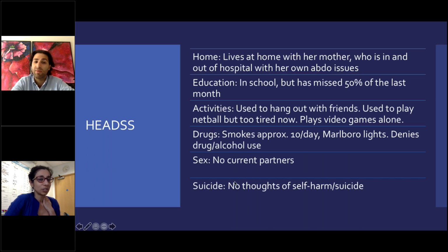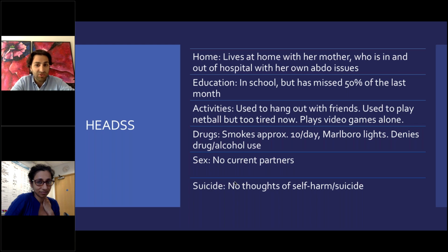Home-wise, she lives at home with her mother, and her mother herself is in and out of hospital with her own abdominal issues, but she doesn't go into much more detail than that. Education-wise, she's in school, but she's barely been there over the last few weeks to month. She just hasn't had the energy to go into school, and she's been hampered by her abdominal pain.